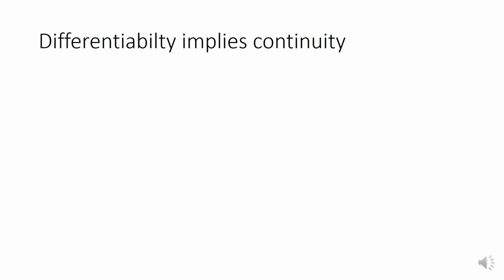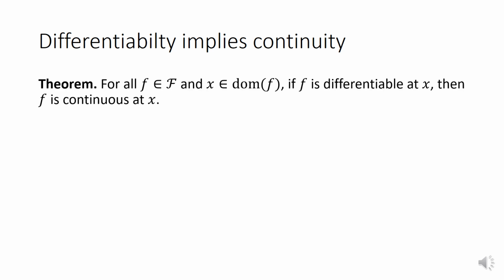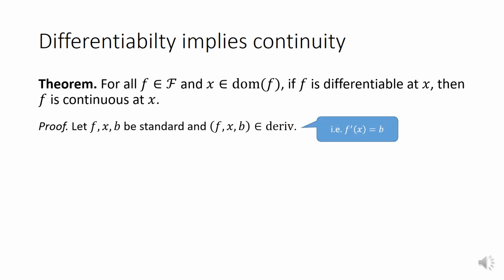As a first example, we prove that differentiability implies continuity, a concept we introduced in Lesson 3. For all real functions f and all x in the domain of f, if f is differentiable at x, then f is continuous at x. Let us first consider the standard case. So let f, x, b be standard and the triple f, x, b a member of deriv, which means that f prime of x is equal to b.